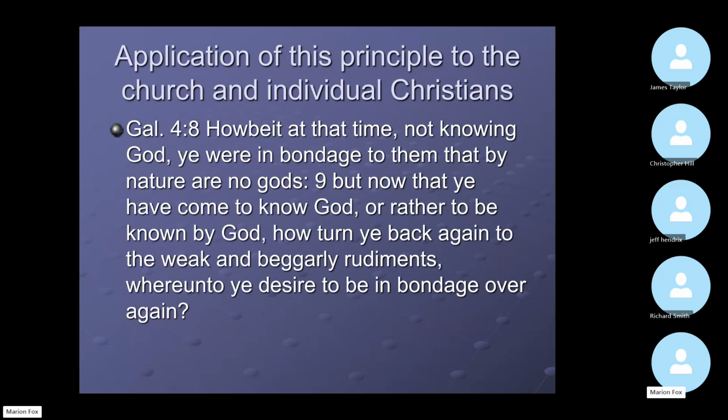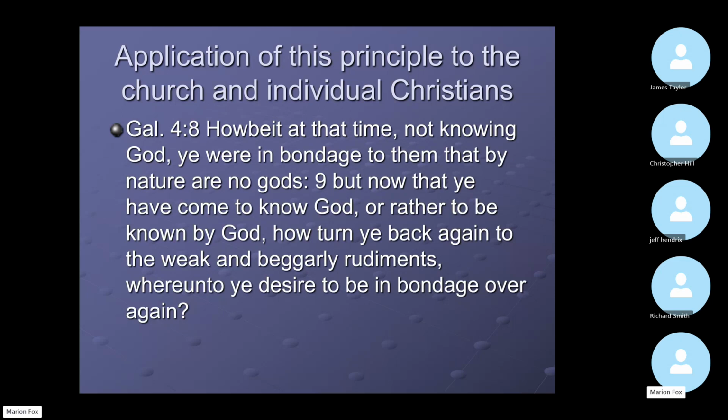In Galatians 4:8 and following, howbeit at that time, not knowing God, you were in bondage to them that by nature are no gods. He's talking to Gentile Christians, Gentiles who obeyed the gospel. He's talking about what they were before they became Christians. But now that ye have come to know God, or rather to be known by God, I turn you back again to the weak and beggarly rudiments, wherein you desire to be in bondage over again. I'm convinced that the ones he's talking to in this context are Gentile Christians who had become Jewish proselytes before they obeyed the gospel. And this will fit both passages.